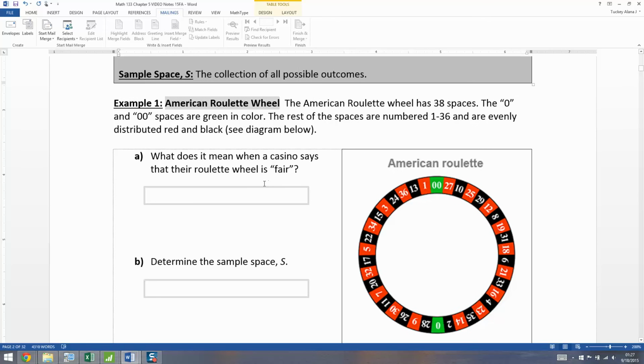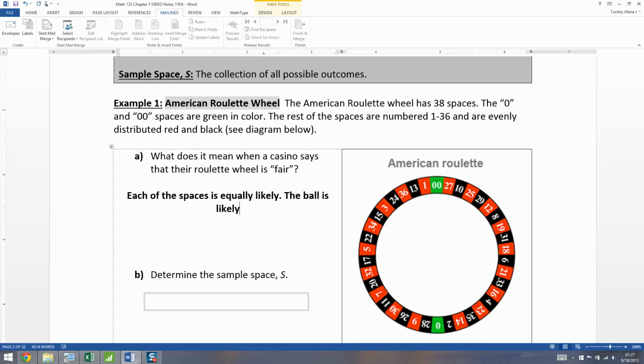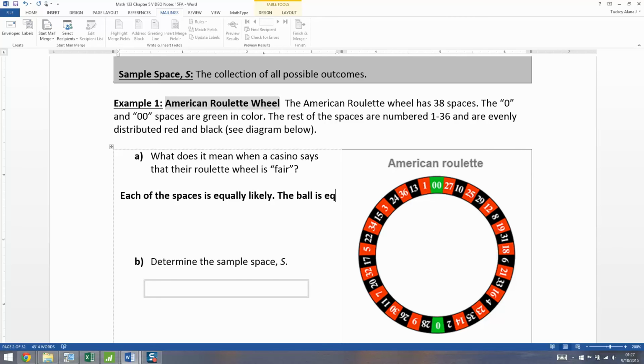So if a casino claims that their roulette is fair, and quite frankly, usually they are because they don't need to rig it. It's already rigged in the way that you bet, and we'll see that a little bit more later. So the roulette wheel is fair. What that means is that every one of the spaces is equally likely, right? So the ball is just as likely to land in any one space. You have a little metal ball, and it rolls around the wheel, and it lands in one of the spaces.